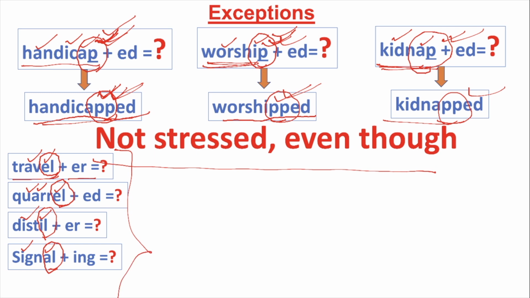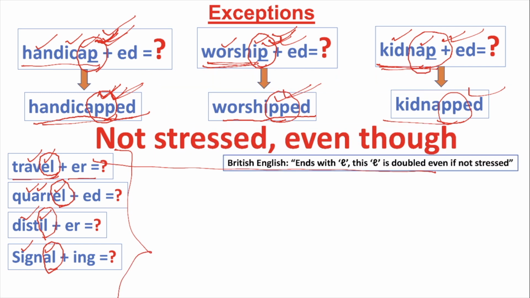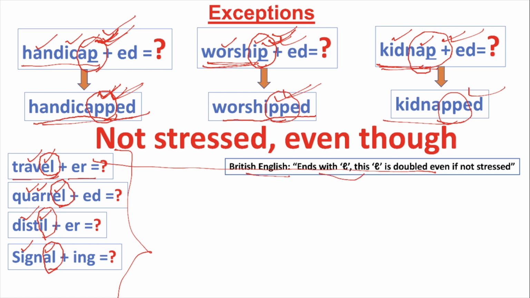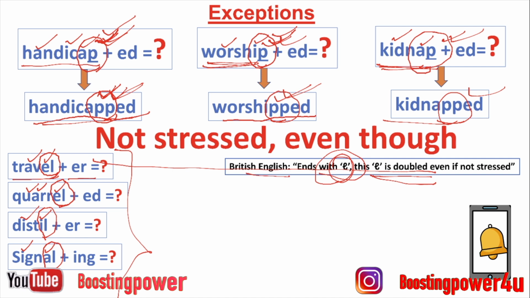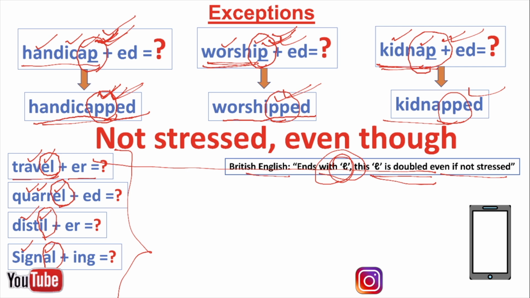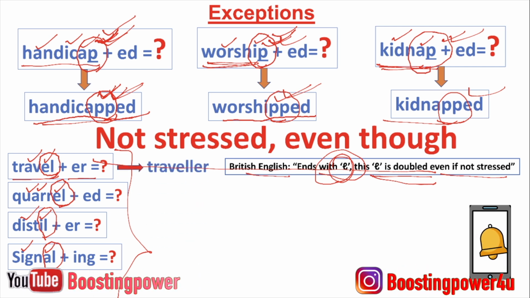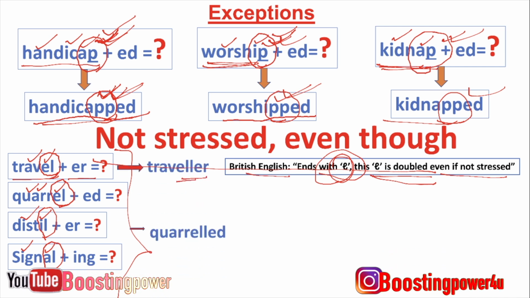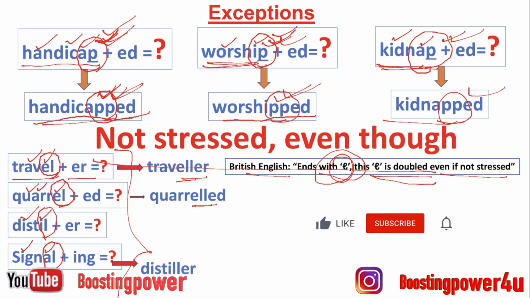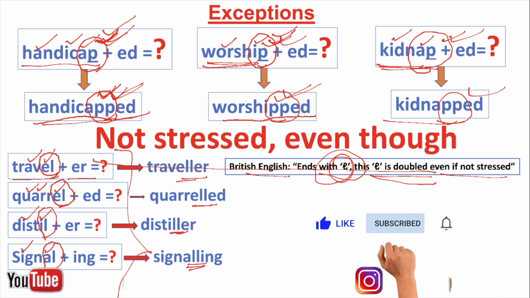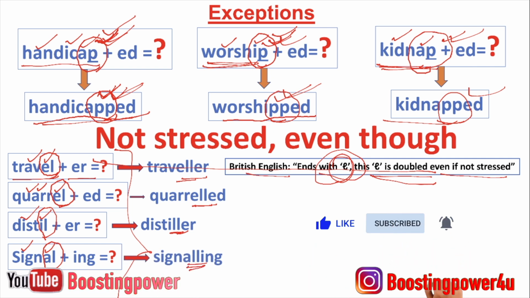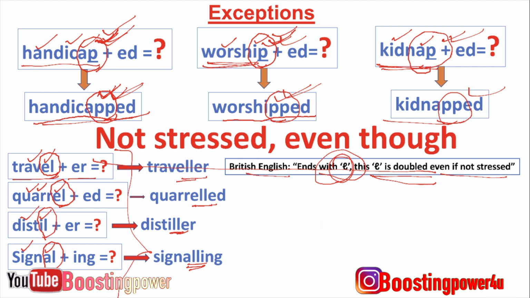In these words, what you have to remember is that in the case of British English, if the word ends with L, this L is doubled. This L is doubled even if it is not stressed. Whether this L is stressed or not stressed, it is doubled. If you see traveler, here L is doubled. In the case of quarrel, this L is doubled. In the case of distiller, this L is doubled. In the case of signaling, this L is doubled. So you have to remember, in British English, this L is doubled if the word ends with L, even if it is not stressed.